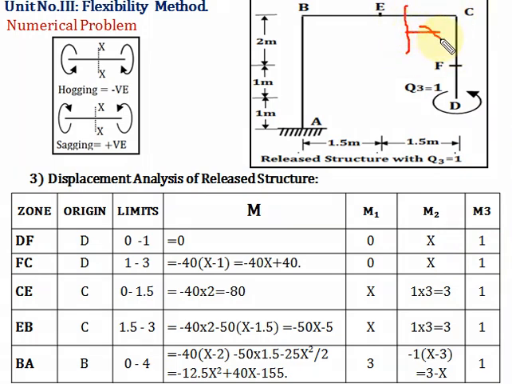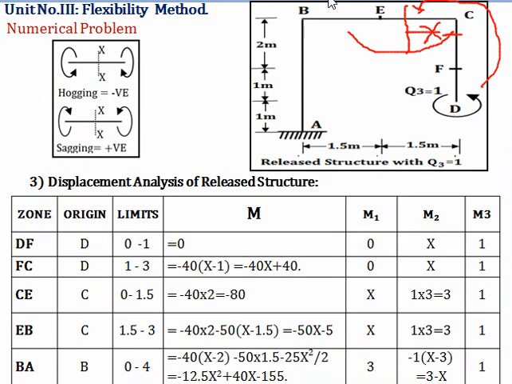So we'll consider the next zone, that is C. Again x is measured from C point here. This moment will act like this, so the nature of bending moment will again be sagging, so plus again 1. For EB also it will be the same. Okay, again 1.